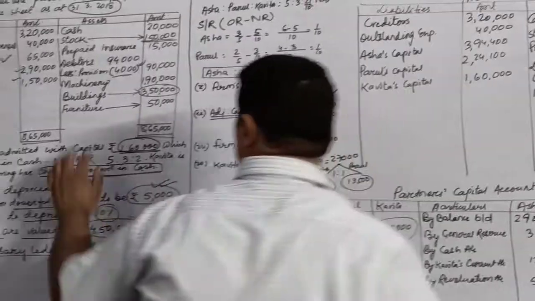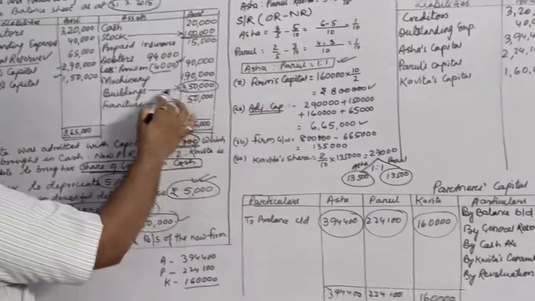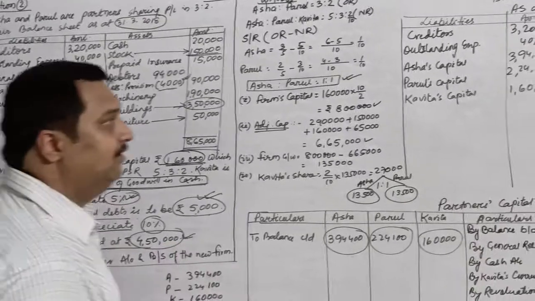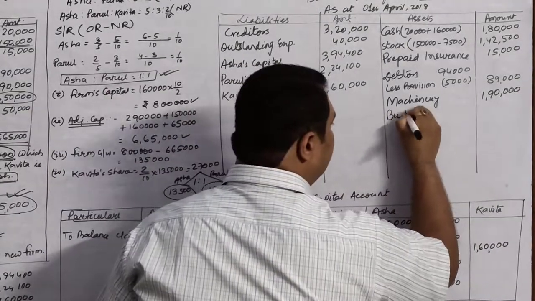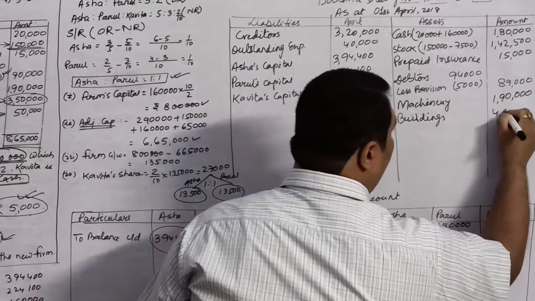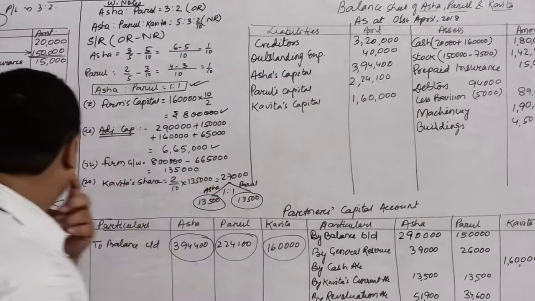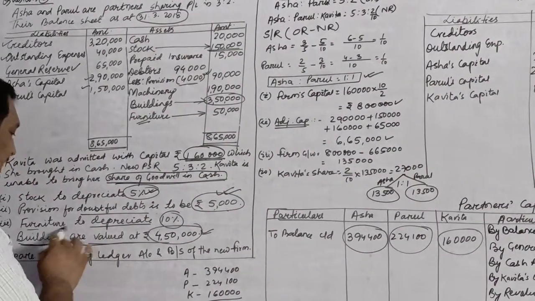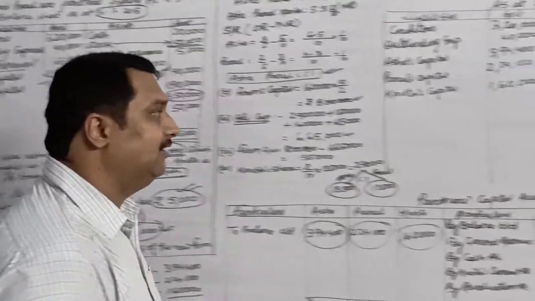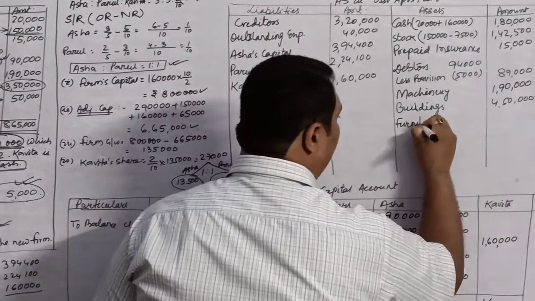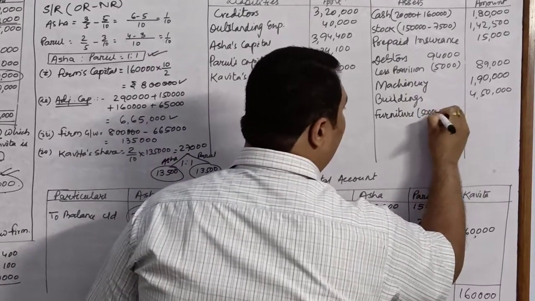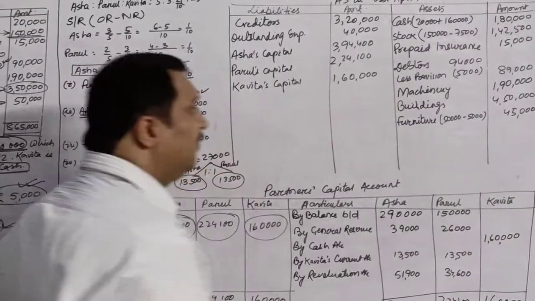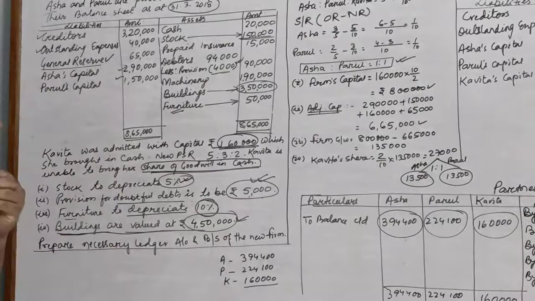The next item is buildings. The old value of building was 3,50,000. There is an adjustment that the new value is 4,50,000. So here I will write buildings 4,50,000. The last item on the asset side is the furniture. With that we have an adjustment that we have to reduce it by 10%. So I will write it over here, furniture. The book value was 50,000. Out of this we will deduct 10% depreciation. Balance is 45,000.